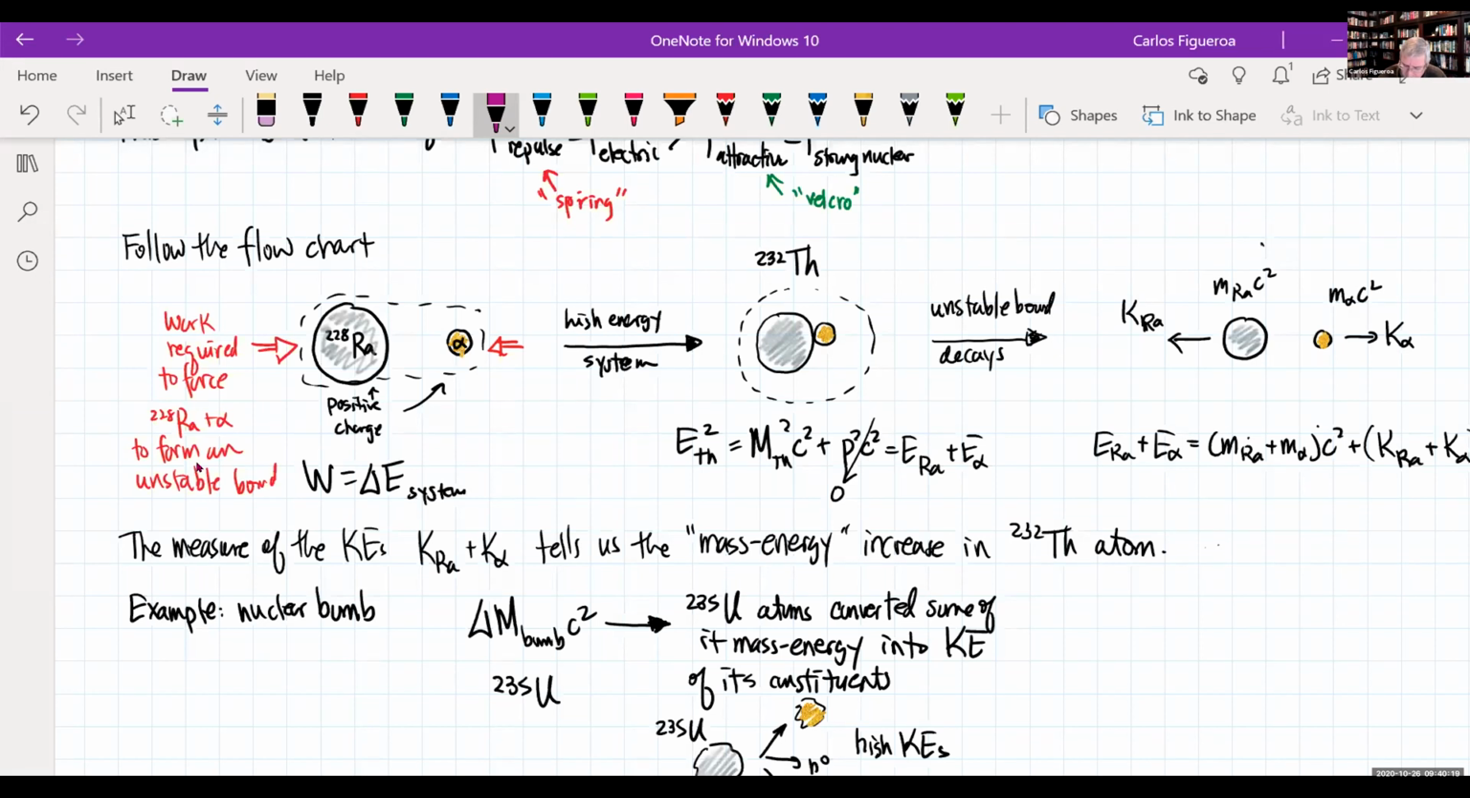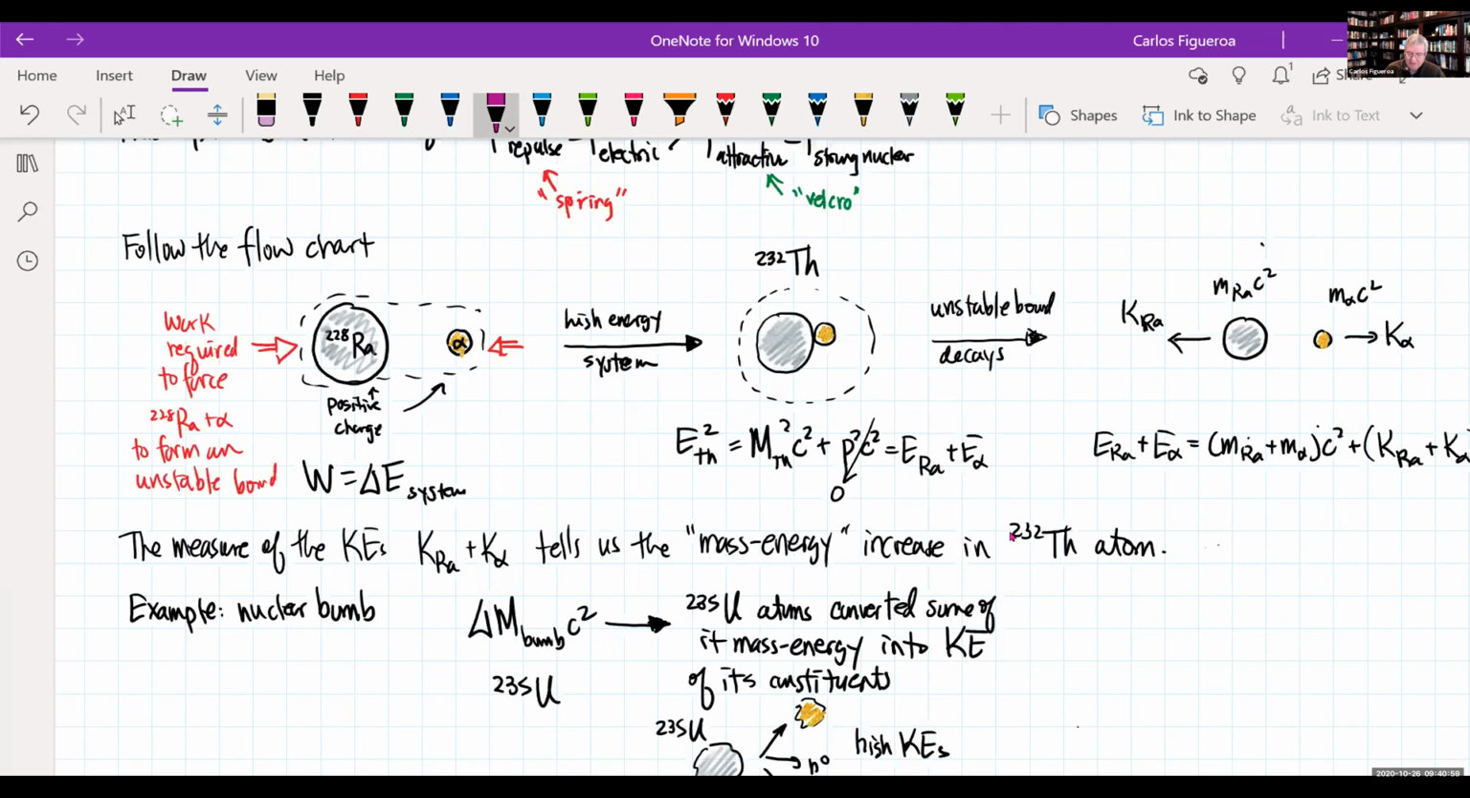And then if I form a thorium that's at rest, it has zero kinetic energy. When it decays, then the radium and the alpha particle go back to back because it's now repulsive. And so what you're seeing in the system here is that when I measure the kinetic energies of this radium and alpha particle, and I compare it to the mass energy increase of thorium, because it's unstable, it's exactly the same difference.